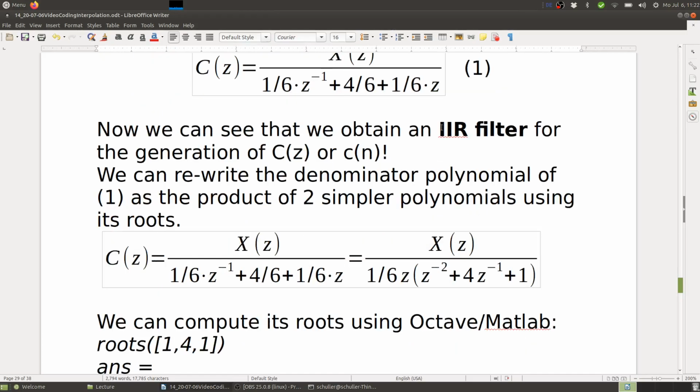The only problem is that this is also non-causal. So the Z is actually a non-causal part. So we need to find a solution for that. So we can rewrite the denominator polynomial of 1 as a product of two simpler polynomials using its roots, right? Sometimes also called zeros. So here you can see it. I factor out 1/6 and z, and then this is just a polynomial in z to the minus 1 with the factors 1, 4, and 1.